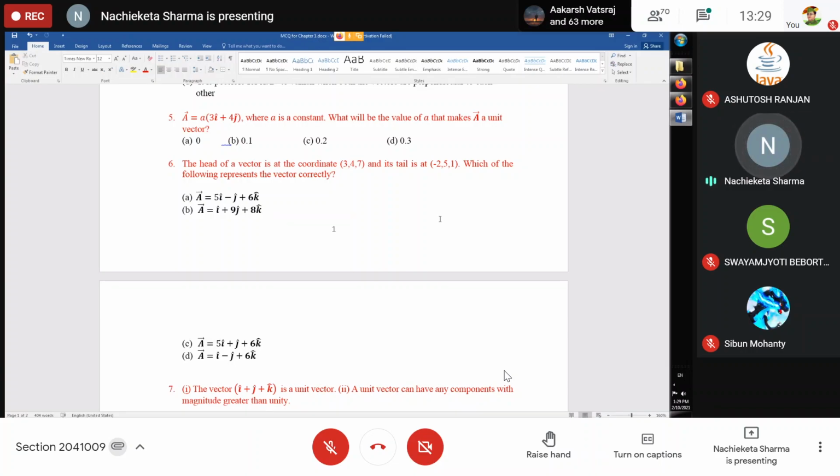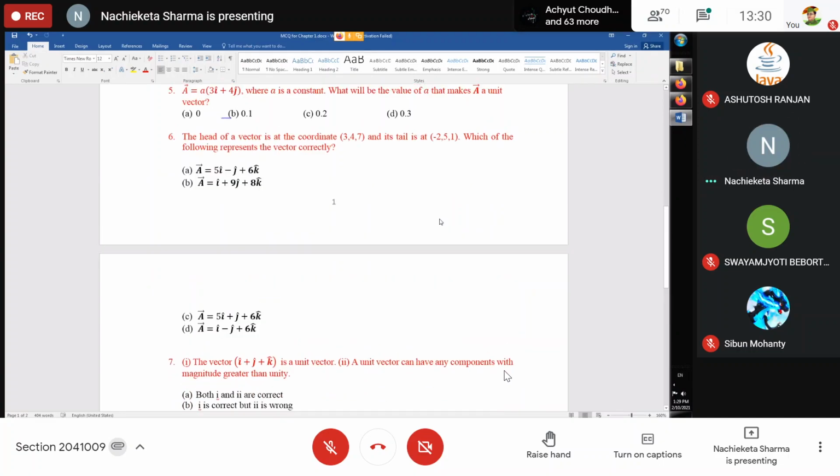Now the head of a vector is at the coordinate 3, 4, 7 and its tail is at minus 2, 5, 1. Which of the following represents the vector correctly? Have you found out? Sir, A.